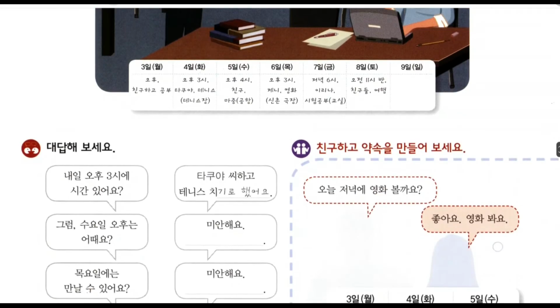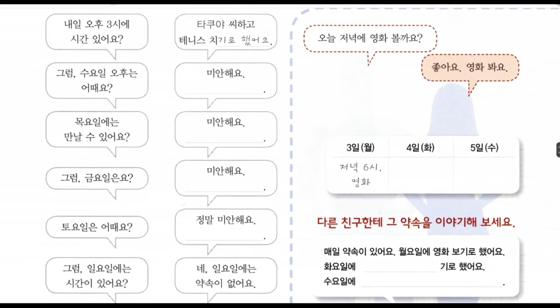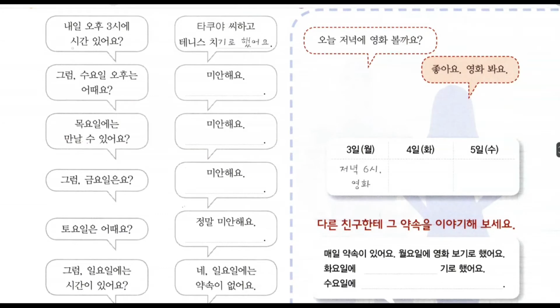자, 우리 연습할까요? 연습합시다. 대답해 보세요. Answer me. 내일 오후 3시에 시간 있어요? You've got time at 3 p.m. tomorrow in the afternoon? And you want to say, I decided to, it was planned to play tennis with 타쿠야. 타쿠야 씨하고 테니스 치기로 했어요. Something was planned already.